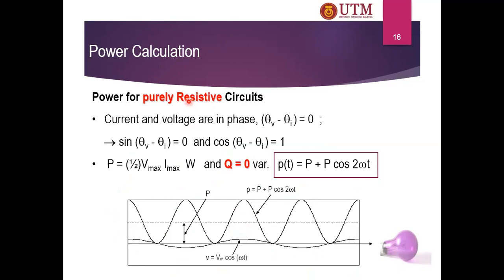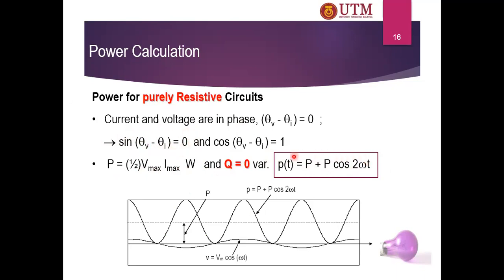When the circuit is purely resistive, the phase displacement between voltage and current is zero, which means the voltage and current are in phase. When there is no phase difference, the term sine(θv minus θi) inside the instantaneous power becomes zero, and the cosine term becomes one. When you substitute these values into the instantaneous power, we have only the first and second terms, while there is no third term, because sine(θv minus θi) is zero. This shows that for the purely resistive circuit, we have only P, the active power, and there is no Q. Q is zero because the term sine(θv minus θi) is zero.